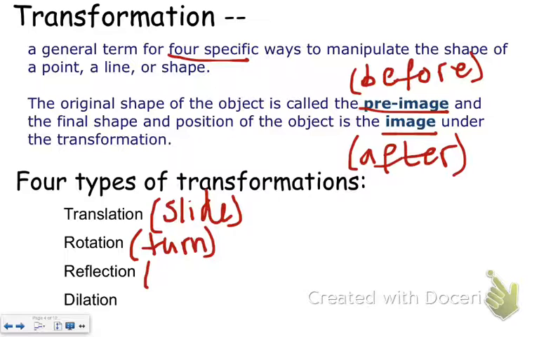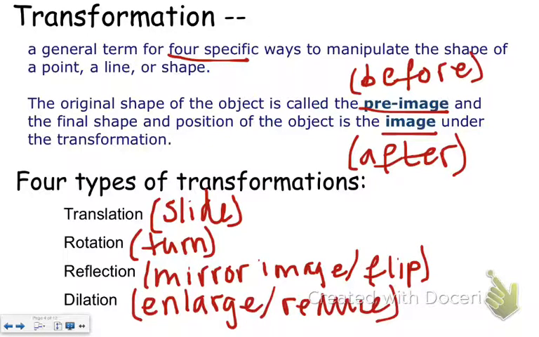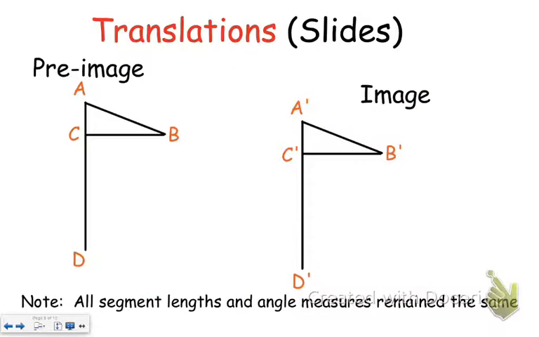A reflection is a mirror image, or a flip over a vertical or horizontal line. So translation is a slide, rotation is a turn, reflection is a mirror image or a flip over a line, and a dilation is when we enlarge or reduce an image's size. Let's take a look at the bottom 2 examples on your handout.